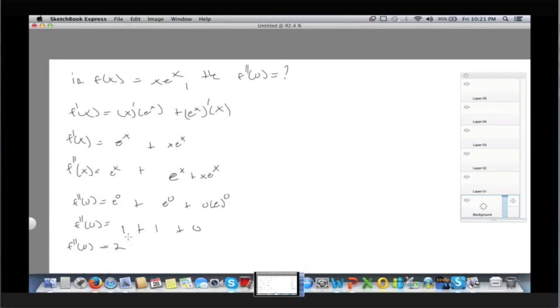Okay, so it looks like you understood the basic method here. So how do we read that last line? The second derivative of 0 equals 2, so that means... not quite. The way we'd read it is the second derivative of f at 0. We're not taking the second derivative of 0. We're taking the second derivative of f at 0. So f double prime means the second derivative of f.